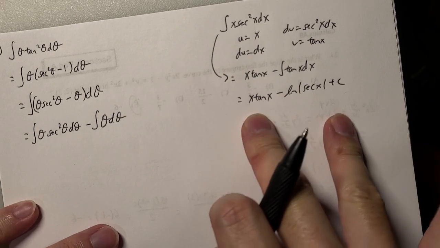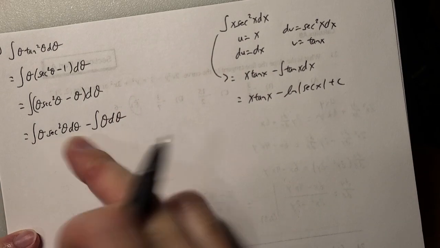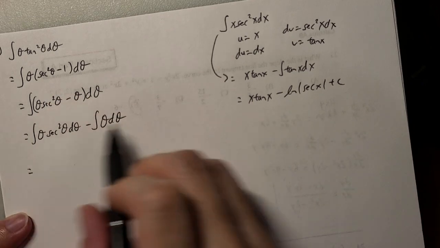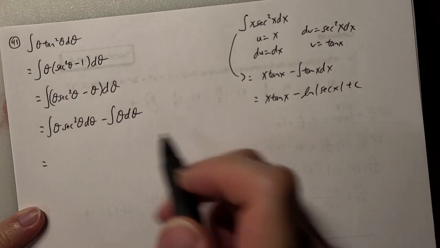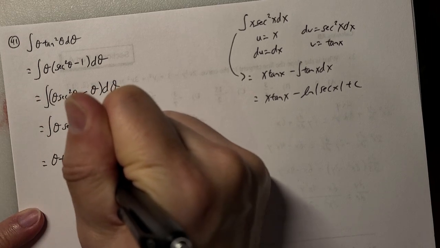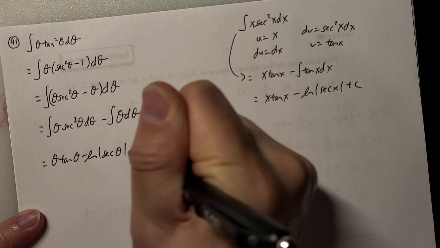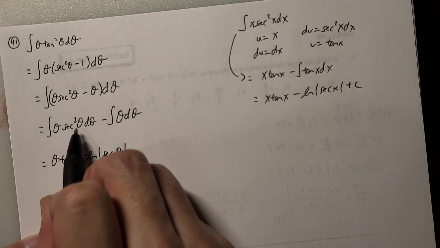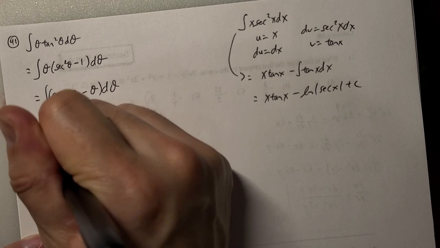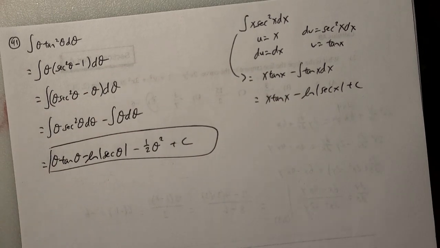So I found this integral. This other integral is just power rule, so let's combine the two then. Here I have x, but this was in terms of theta, so let's write it as theta instead. So theta tangent theta minus ln of secant theta. Okay, so I adjust this one. How about this one? This will be minus half theta squared, and then I need my plus c, and that's my answer. So this one was not too bad at all.